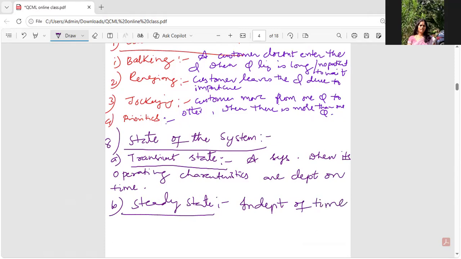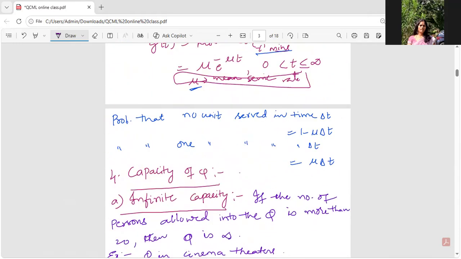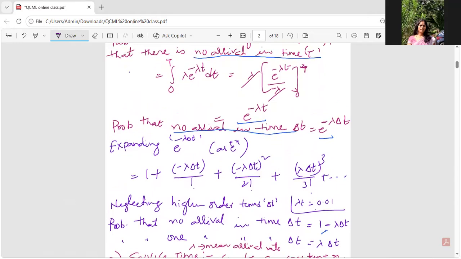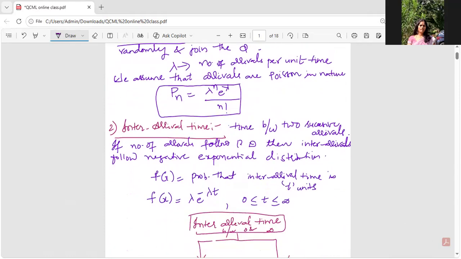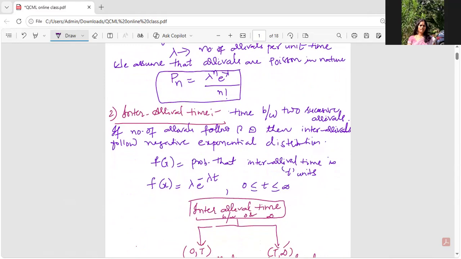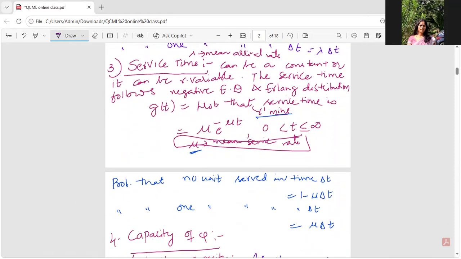These are all the 8 elements or parameters of a queuing model. If you are asked to describe a queuing model, these are the things that you will talk about. First is the input or the arrival pattern. You cannot omit the inter-arrival time because the time between each two arrivals also has to be taken care of. Next, the service time. Of course, inter-service time also can be calculated. Service time and inter-arrival time follow negative exponential distribution. Arrival time follows Poisson distribution.